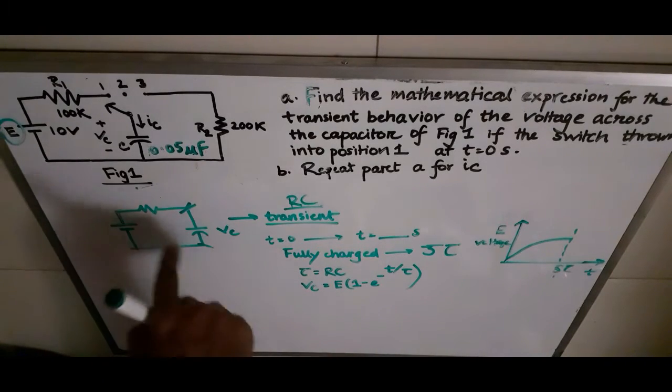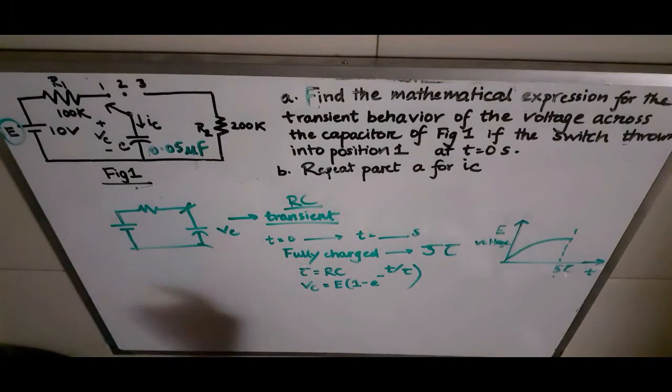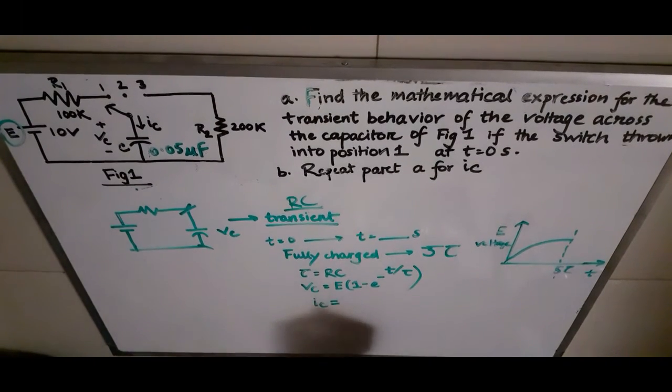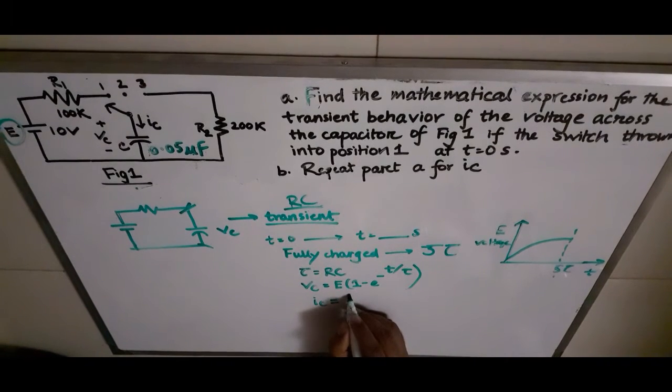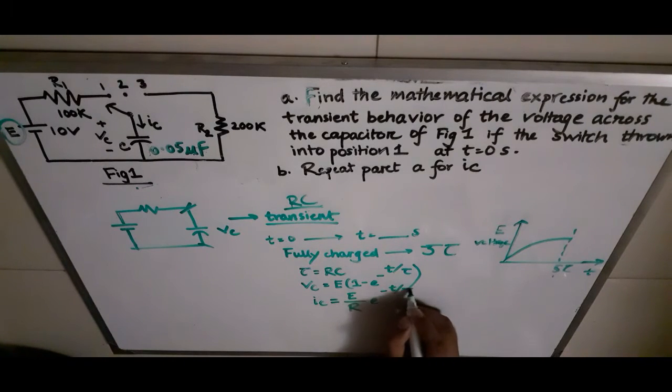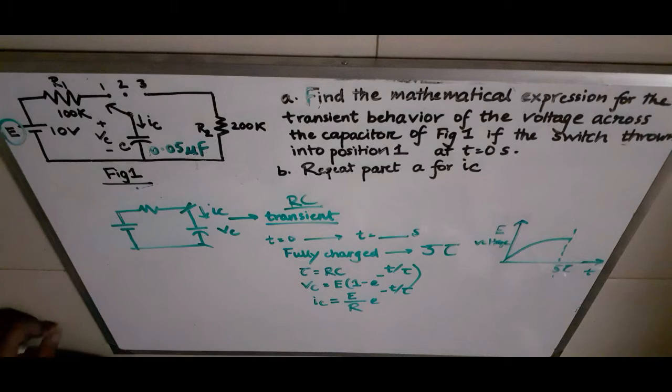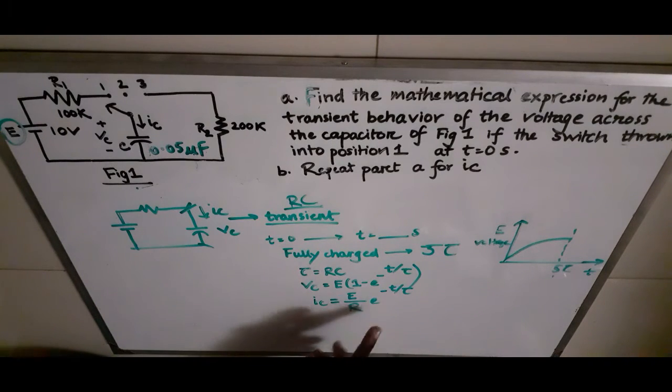So if we are asked to find out the current across this capacitor in the charging state, that can also be found using this formula. IC is equal to E over R e to the power minus t by tau. Okay, IC is this current. Current flowing through the capacitor is voltage divided by the resistor value times e to the power minus t over tau. So this thing you need to remember. These are the formulas that will be used for solving this problem.